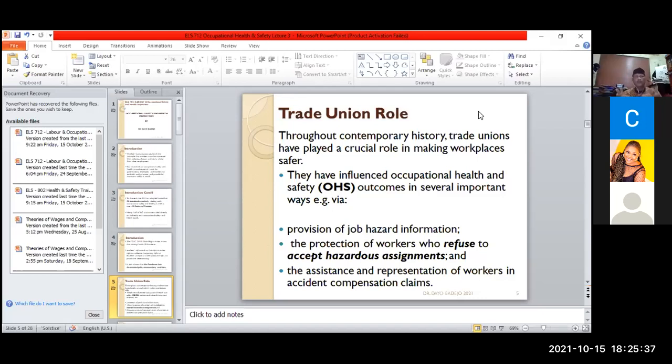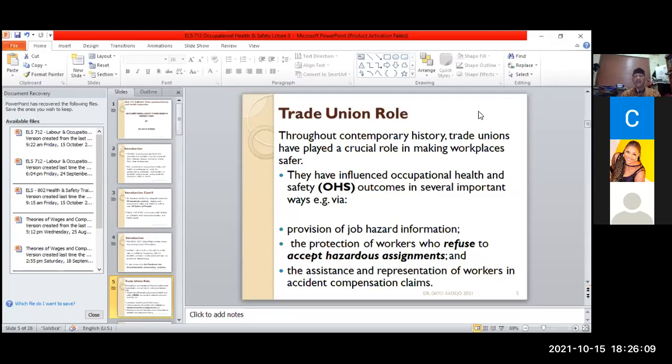Anyone that comes into the facility has the right to know. They must know what they are being exposed to. And not only the right to know, they must also be able to participate. Like I told you in the last class, they must participate in whatever is going on in that environment. So the trade union have influenced occupational health and safety outcomes in several ways, not only just providing hazard information, they also do that through the protection of workers who refuse to accept hazardous assignments.